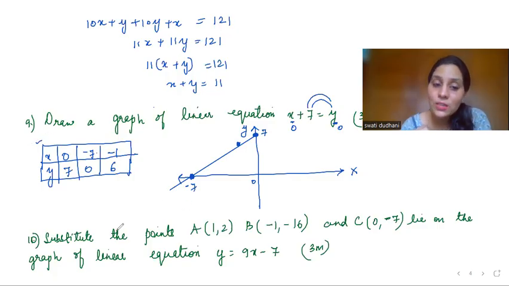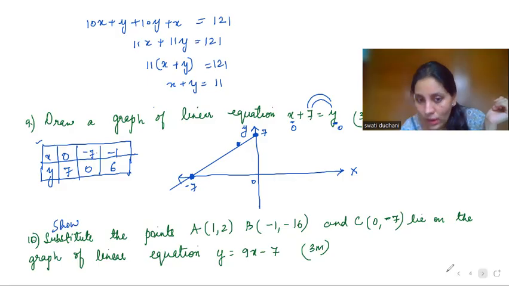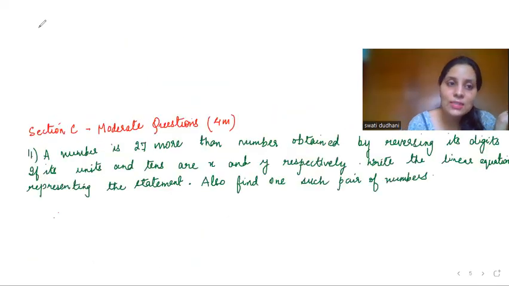Next one: show that the points A, B, C lie on the graph of the linear equation y equal to 9x minus 7. So here we need to show. First let us write the equation: y equal to 9x minus 7.